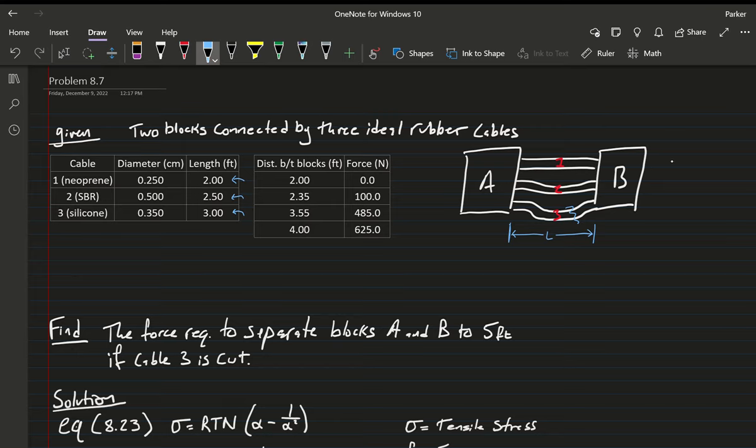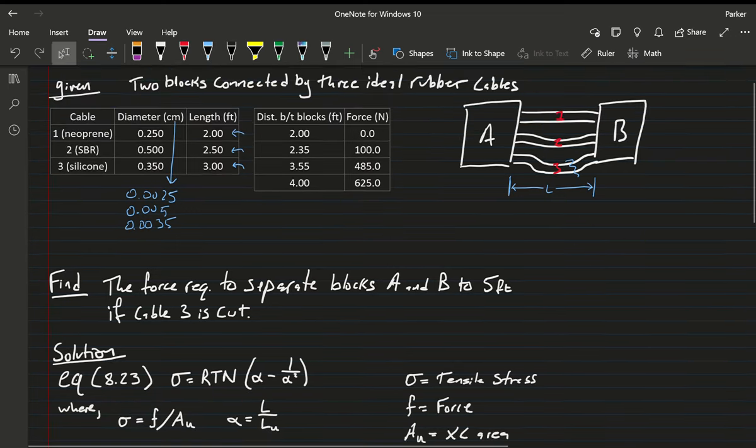So we're going to want to convert these centimeters into meters by just dividing by 100: 0.0025, 0.005, 0.0035. Okay? And you can do that on your paper. And then looking at this table right here, we see that at a distance of 2 feet, we have 0 newtons, which effectively means that there's 0 stretch across any of these cables right now.